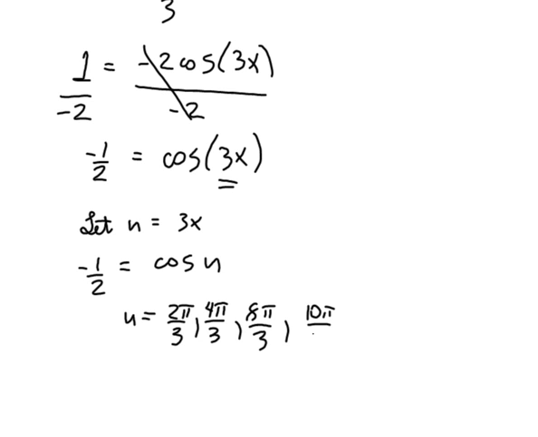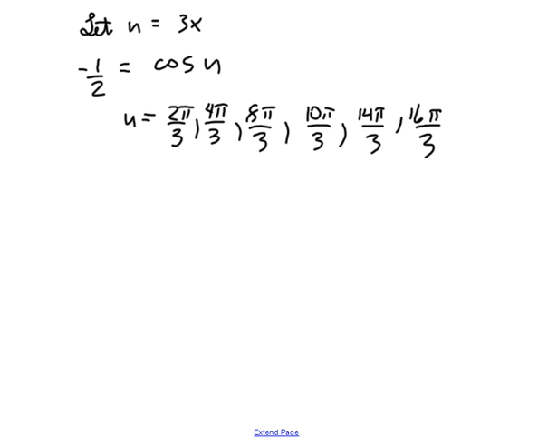I have now gone around twice. Go around one more time. 2 pi more than 8/3 pi is 14 pi over 3. And 2 pi more than 10/3 is 16 pi over 3. But we're not looking to solve for u. We're looking to solve for theta, or for x in this case.